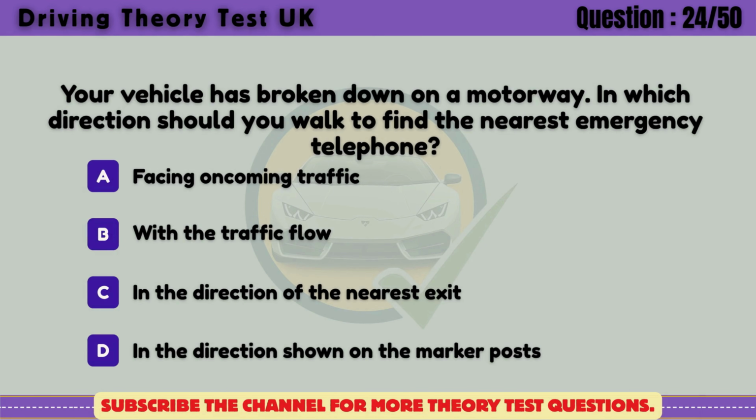Question 24. Your vehicle has broken down on a motorway. In which direction should you walk to find the nearest emergency telephone? Option A. Facing oncoming traffic. B. With the traffic flow. C. In the direction of the nearest exit. D. In the direction shown on the marker posts.